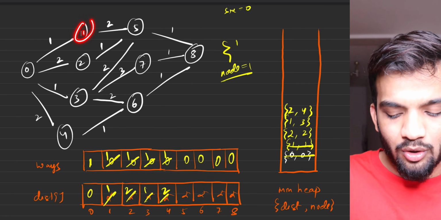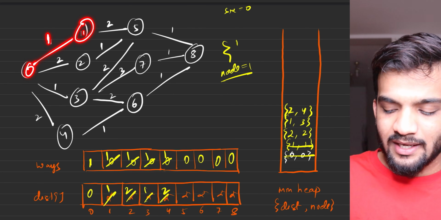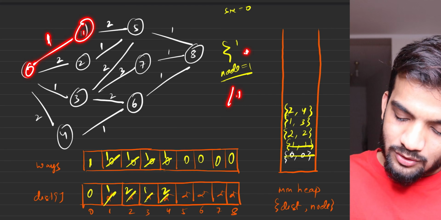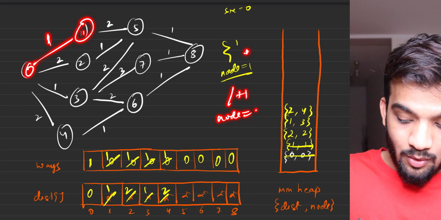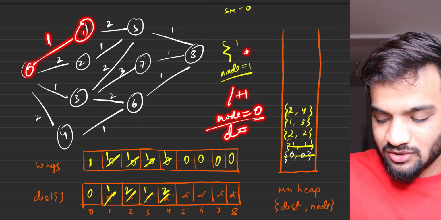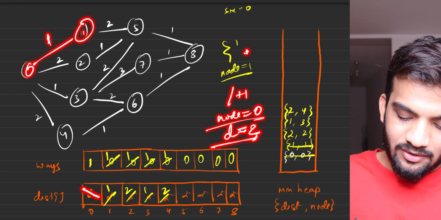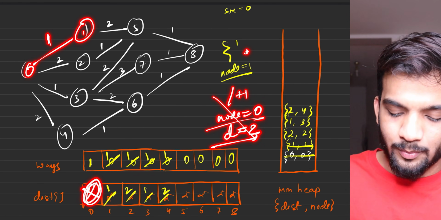From 1, where can you go? You can go back to 0, but that's going to take a plus 1, and it will make a total distance of 2, which you will not consider because you're reaching 0 already. So not to be considered.